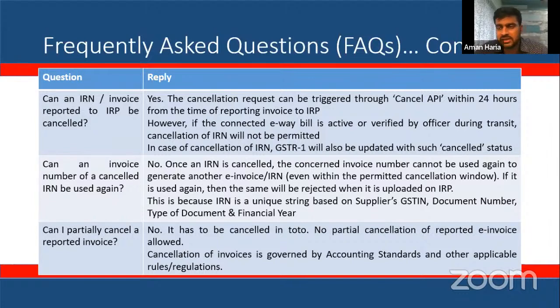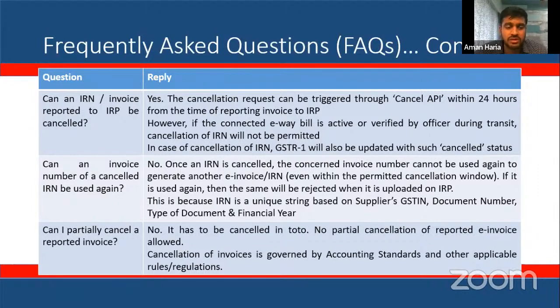So once the IRN is generated and that is cancelled subsequently, if you try to generate using the same invoice number, it is always going to give the same IRN number, which is again going to be rejected because it will be a duplicate transaction for the IRP. And hence what they say is, basically once it is cancelled, you cannot use the same invoice number. That invoice number in totality will be treated as cancelled.